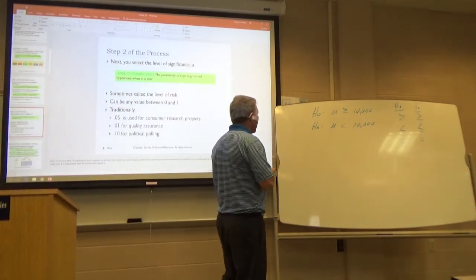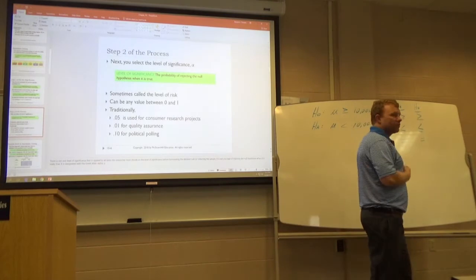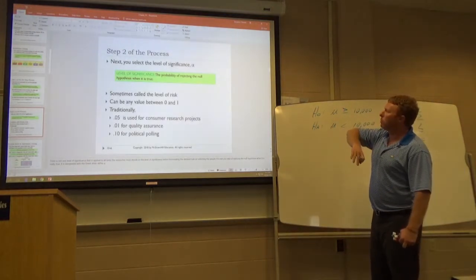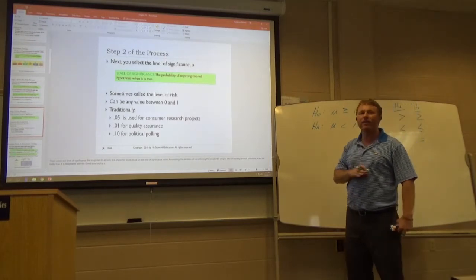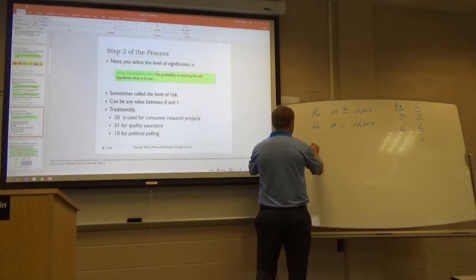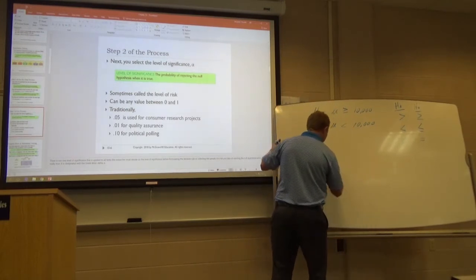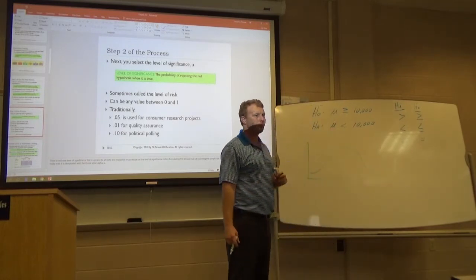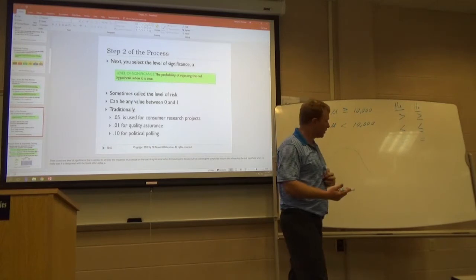So, what are we talking about here with the level of significance? First off, what's not on the board here? The probability of rejecting the null hypothesis when it's true. That doesn't make any sense right now, does it? But I'm about to show you what that means. So this is a normal bell curve. We've seen these before, haven't we?